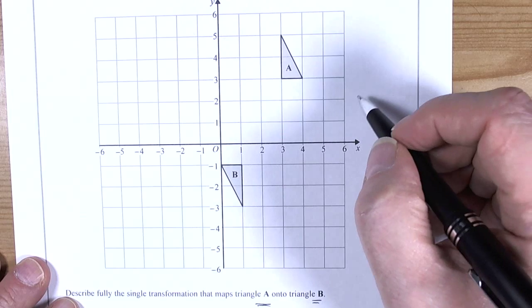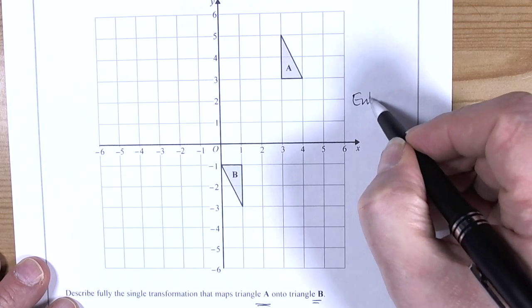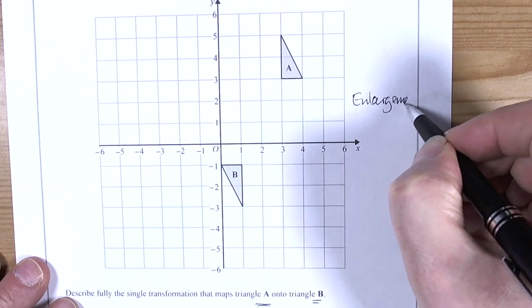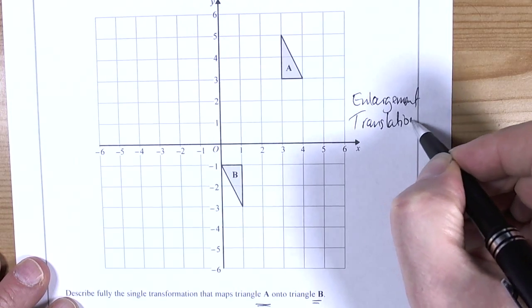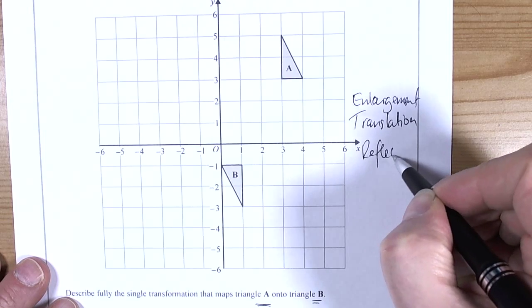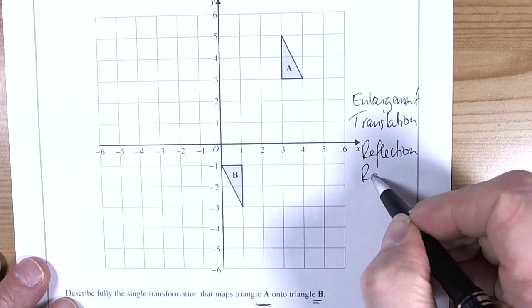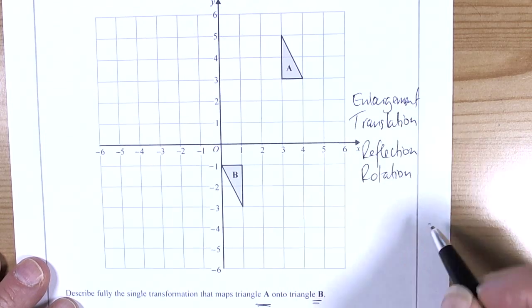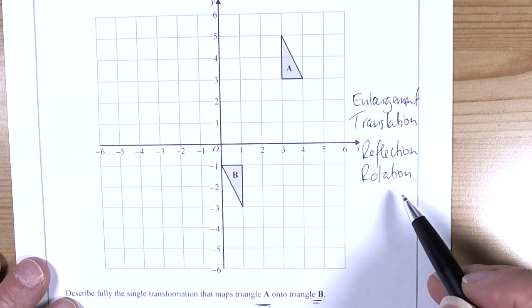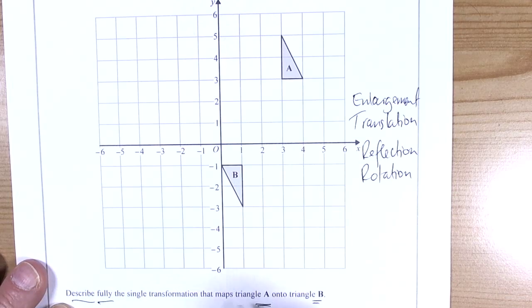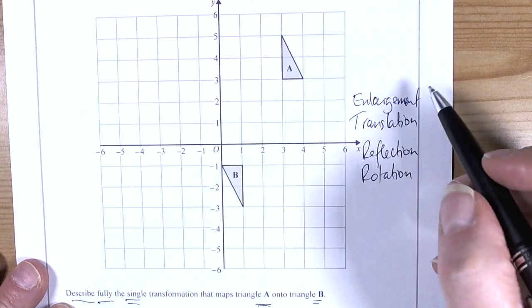transformations you deal with at GCSE, and they are enlargement, translation, reflection, and rotation. So we've got to decide which of those is the actual transformation that's happening, and then we've got to describe it fully, as the question says, describe fully the single transformation.